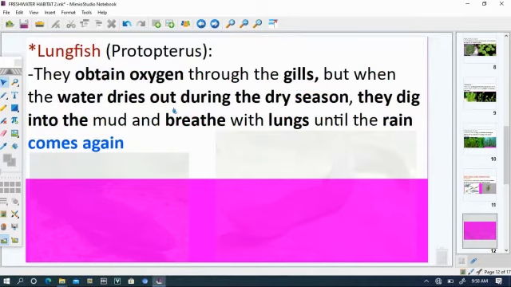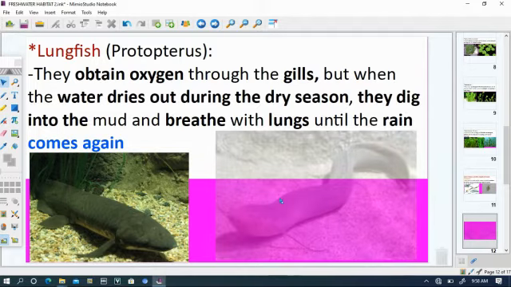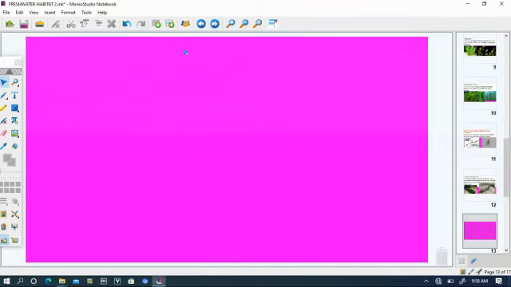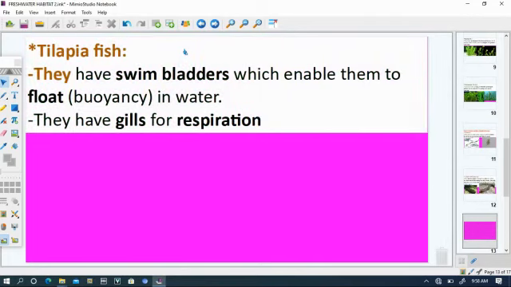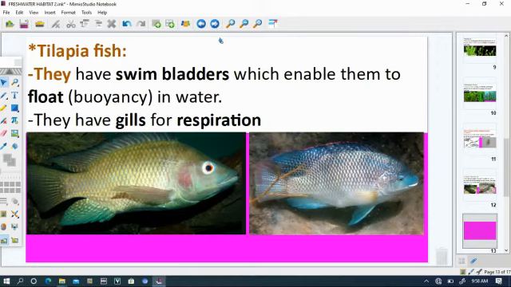Lungfish. Lungfish obtain oxygen through the gills, but when the water dries out during the dry season, they dig into the mud and breathe with lungs until the rain comes again. Tilapia fish. Tilapia fish have swim bladders, which enable them to float in water. They also have gills for respiration.